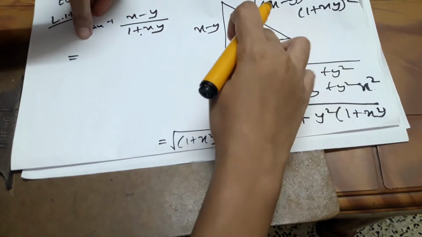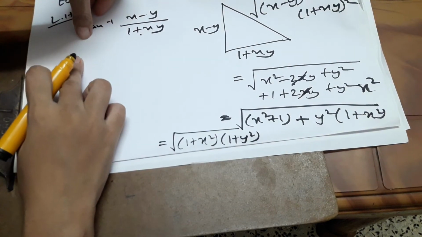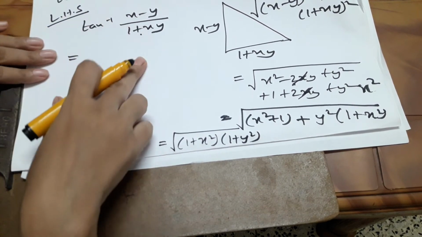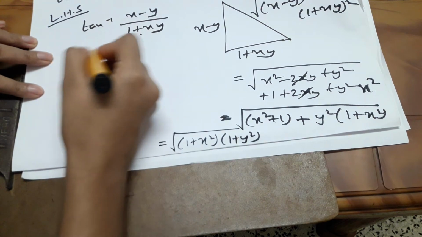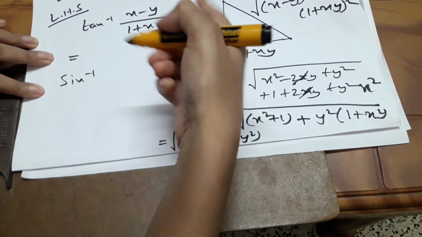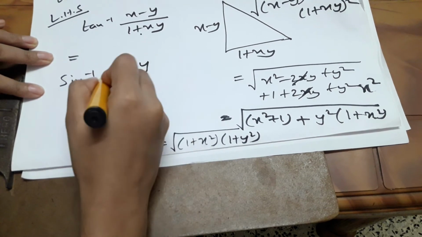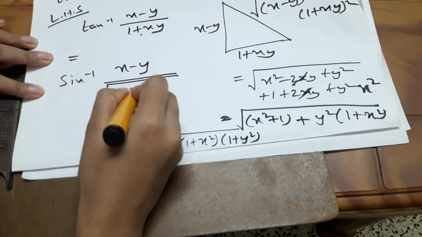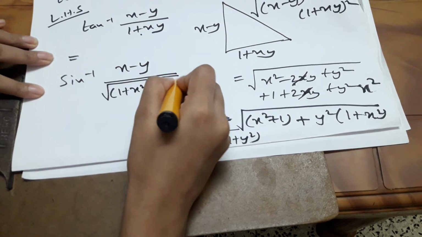So from here we can write equals to root over (1 plus x square) into (1 plus y square). Take 1 plus x square as common, then the remaining part will be 1 plus y square. So here it is the hypotenuse. Now what is the formula of sin inverse from tan inverse? Since tan is p by b, sin will be p by h. P means x minus y, by root over (1 plus x square) into (1 plus y square).